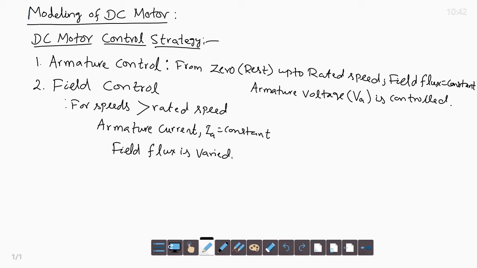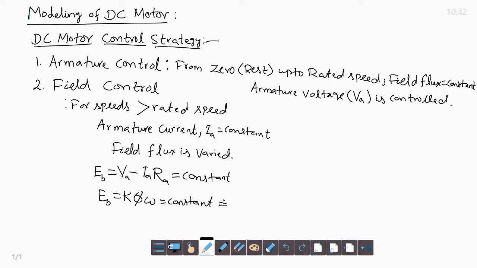So you know that motor back EMF EB is VA minus IA RA. So when armature current is constant and armature voltage is constant, EB is also constant, because EB is K phi into omega product. So EB constant implies that field flux phi is inversely proportional to speed. So this is called field weakening control.